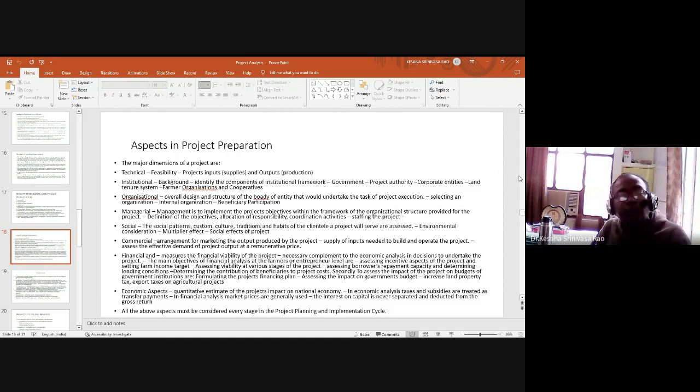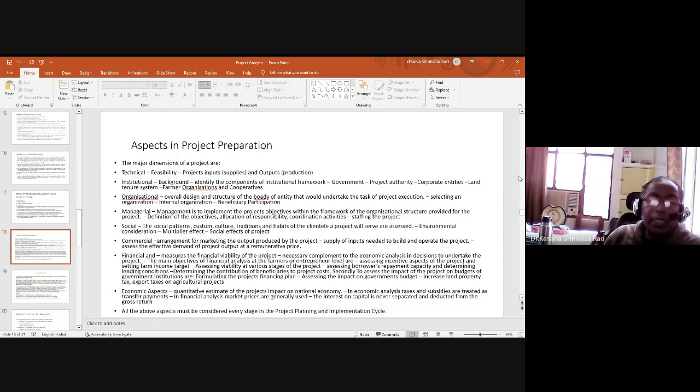While doing this type of project, then social related projects. The social patterns, customs, culture, traditions, habits of the clientele a project will serve are assessed. Then environmental considerations are also to be taken, the multiplier effect and social effects of the project. All such things you can consider and then prepare such a social project. Then commercial: arrangement for marketing the output produced by the project.